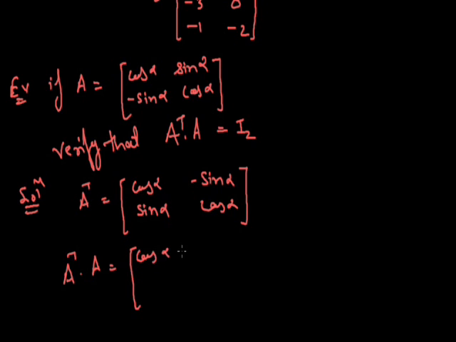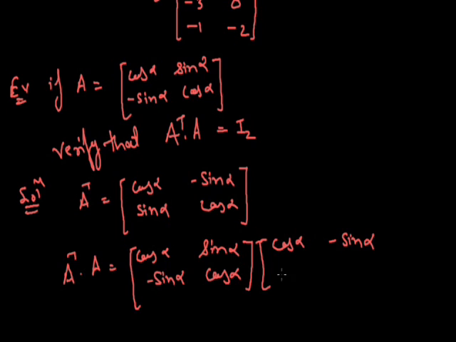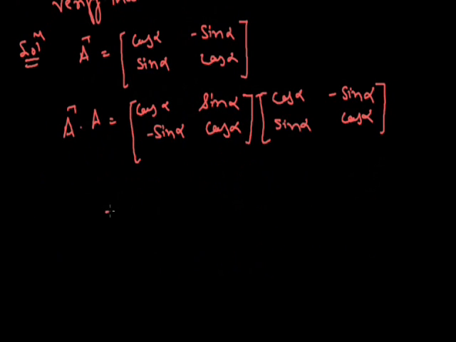So [cos alpha, -sin alpha; sin alpha, cos alpha] times [cos alpha, sin alpha; -sin alpha, cos alpha]. Now the first row is multiplied with the first column. So cos alpha into cos alpha is cos square alpha, and sin alpha into sin alpha is sin square alpha. So cos square alpha plus sin square alpha is 1.